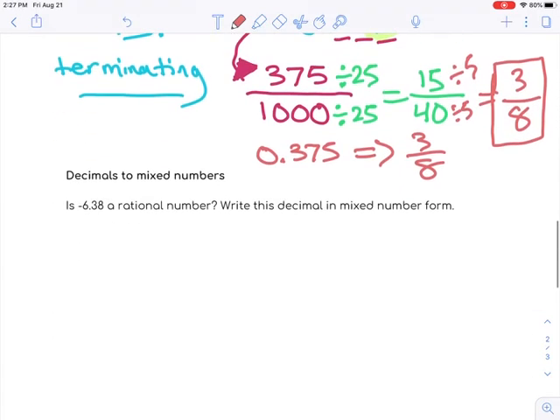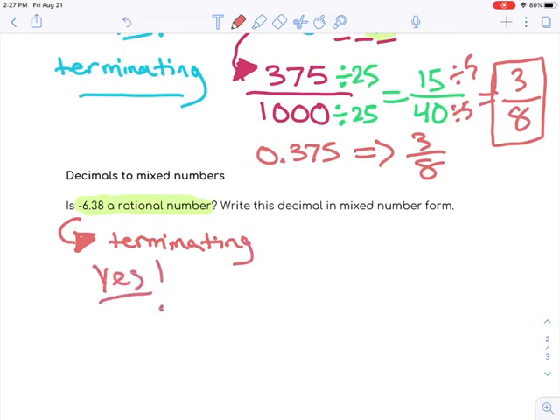Let's try one more with a mixed number now. So number 1, is -6.38 a rational number? If you guys notice, it is a terminating decimal. It does not go on anymore. So this is terminating. So because it's terminating, I know I can write it as a fraction. So yes, it is a rational number.